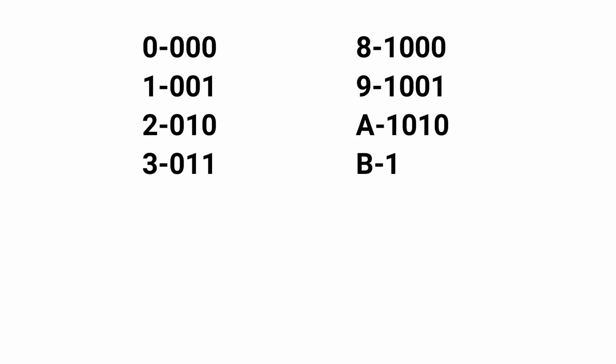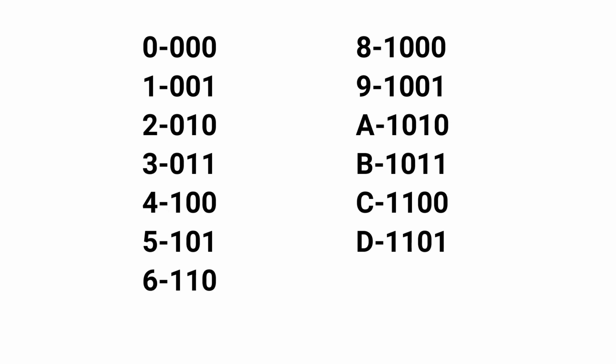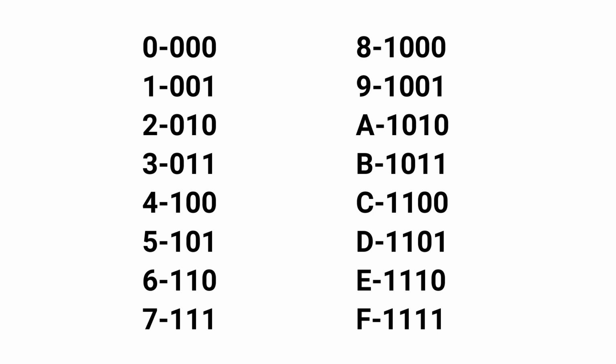Today, in third part of number system, I am going to teach you binary arithmetic. Before starting binary arithmetic, you must know the binary value of all the numbers from 0 to 15. It will help you to solve the calculation quickly.